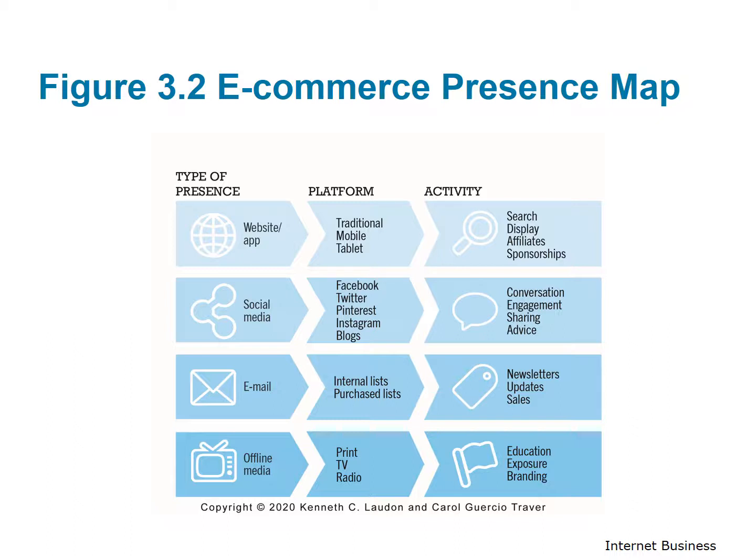There are 4 types of presence and each has a platform and activity. The first type of presence, website or application, uses a traditional desktop, mobile, and tablet platform. Activities include search, display, affiliate, and sponsorship.